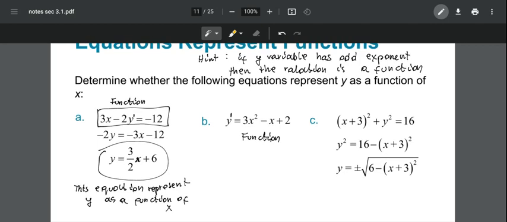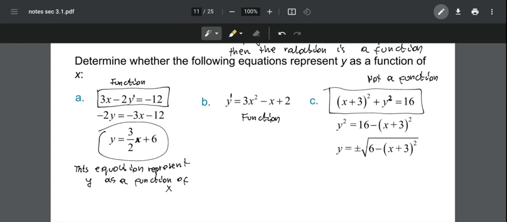Example C, it's not a function. This is what is given. I quickly see that this is not a function because y has an even exponent, so not a function. But also what you can do, you can solve this equation for y, and like you see, the output, which is y, will become positive or negative square root of 6 minus (x plus 3) to the second power.